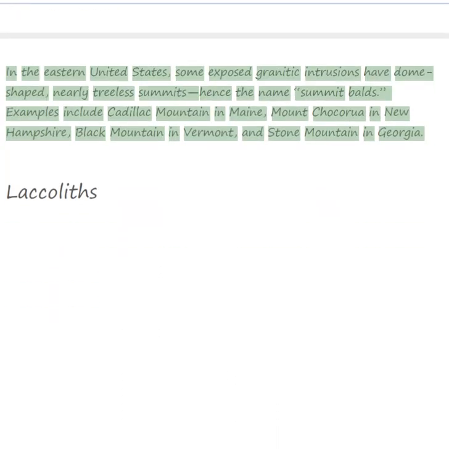In the eastern United States, some exposed granitic intrusions have dome-shaped, nearly treeless summits, hence the name summit balds. Examples include Cadillac Mountain in Maine, Mount Chocorua in New Hampshire, Black Mountain in Vermont, and Stone Mountain in Georgia.